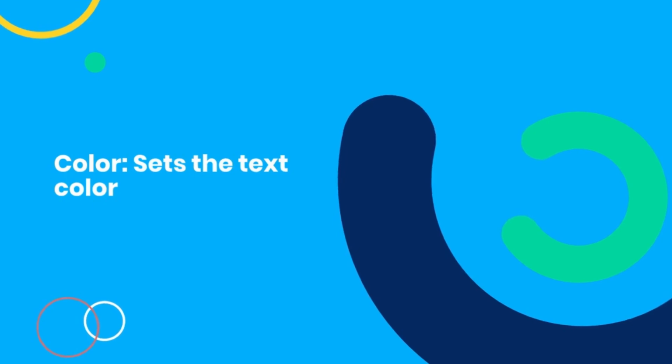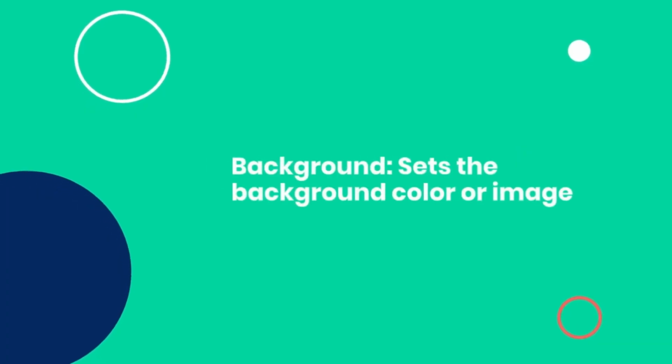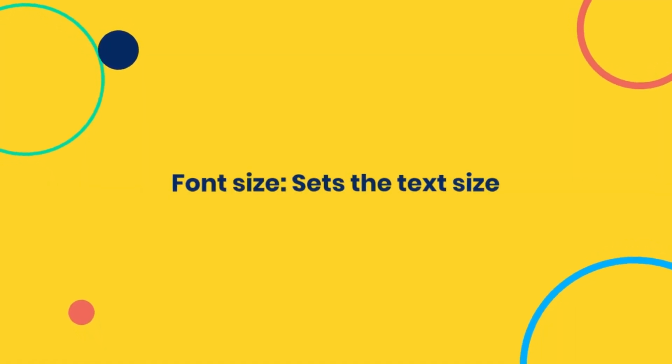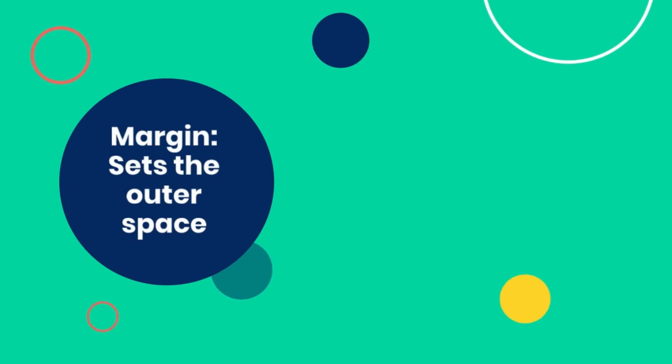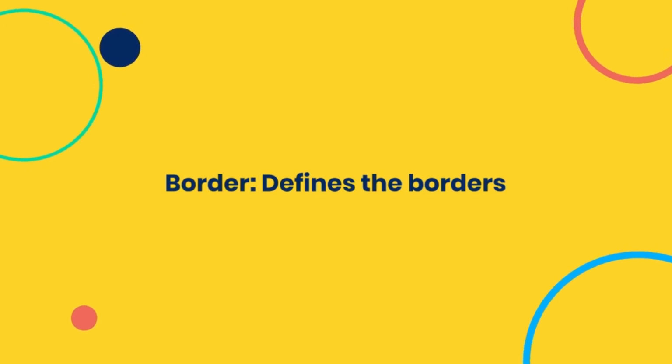Color. It sets the text color. Background. It sets the background color or image. Font size. It sets the text size. Margin. It sets the outer space. Padding. It sets the inner space. Border. It defines the borders.